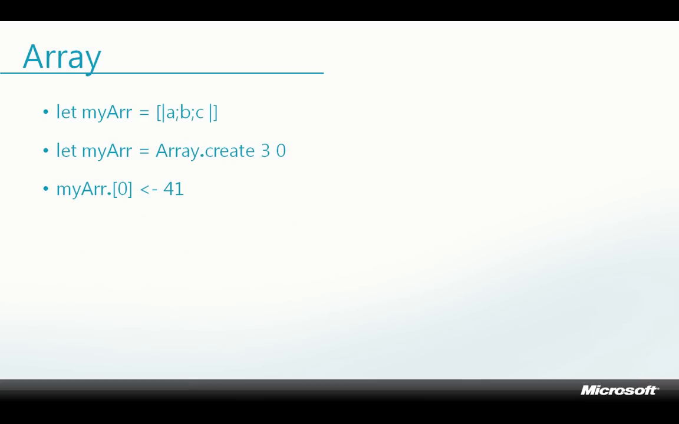Arrays are native mutable arrays. They're delimited by bracket and pipes with semicolon separated values like you see here in the first line. So that's a bracket and then a pipe, the values, and then a pipe and then a bracket. And then the second line creates an array of 3 items, and each of those is initialized to 0. And the last line is changing the value in the first item of an array. Notice that we've got that dot plus bracket notation and then the right arrow to do the assignment.